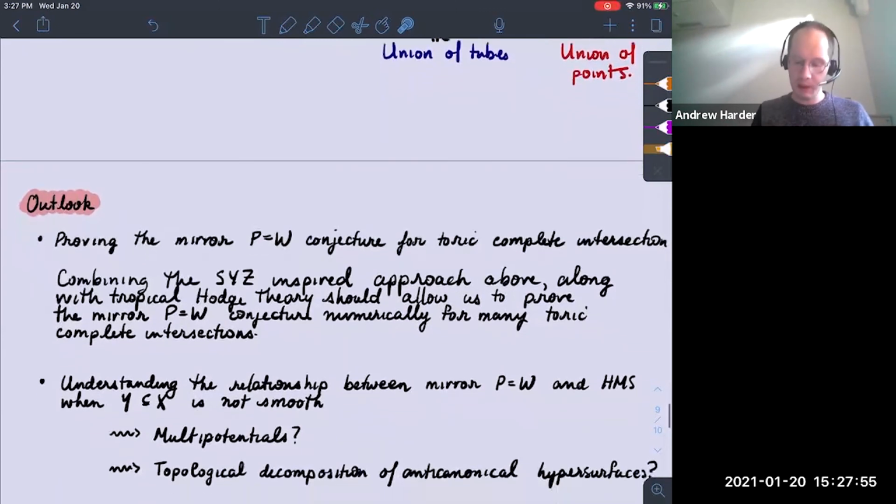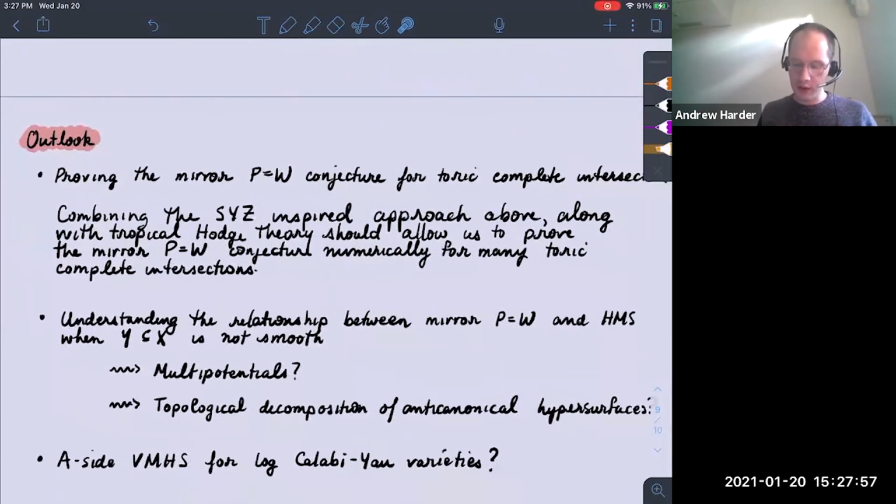And maybe, another thing that Tony talked about a little bit, which maybe I won't go into detail about, is that it'd be really interesting to understand better the relationship between the mirror P equals W conjecture and homological mirror symmetry. This is something that his student Sukju has been working on in the two potential case. And these two things are both things that Sukju's done good work on.